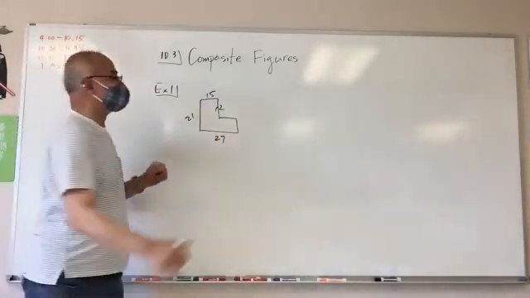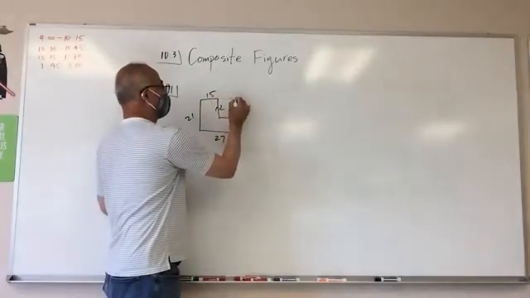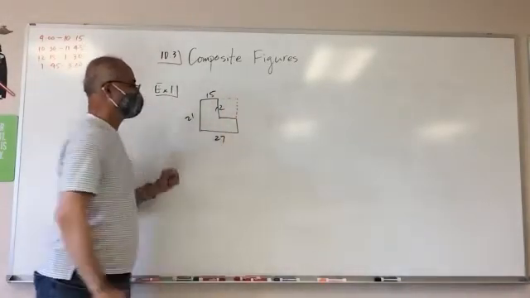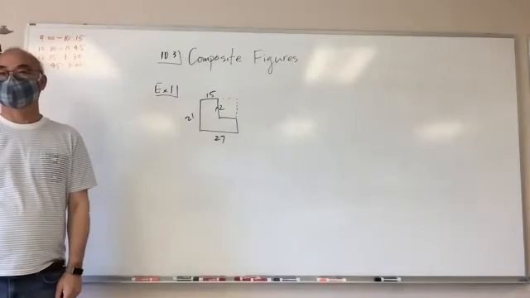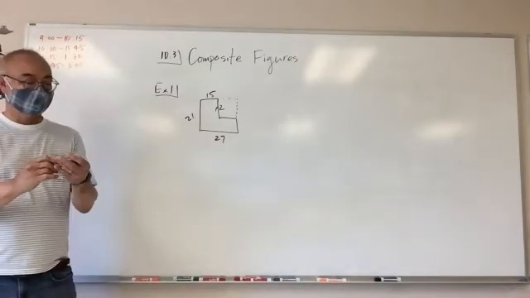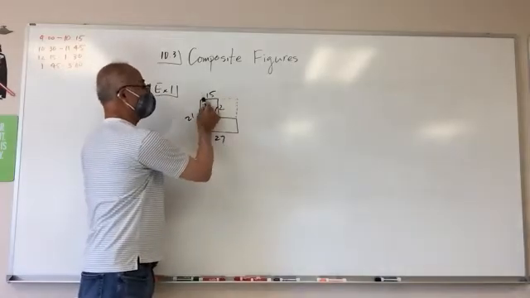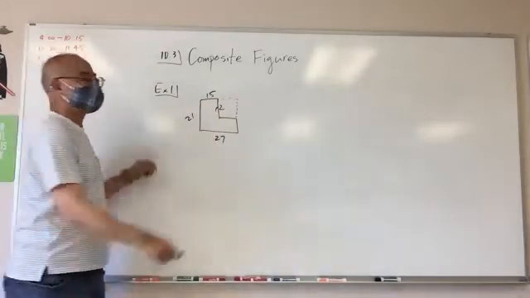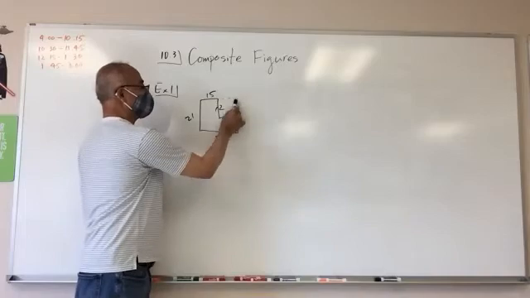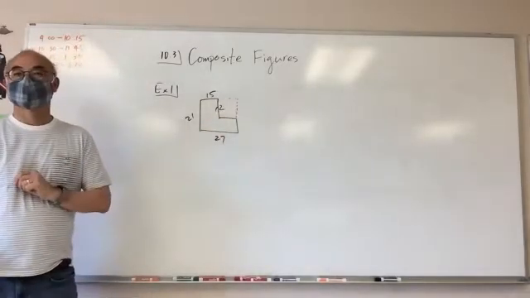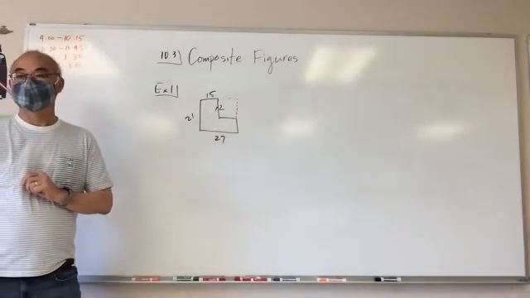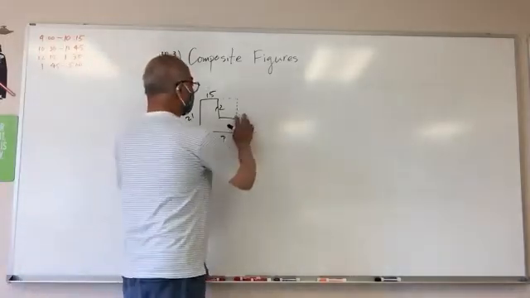Third way is this. What is that? I'm going to take this rectangle and then subtract this rectangle. Do you see that? Does that make sense? Okay, so there are 3 different ways here.